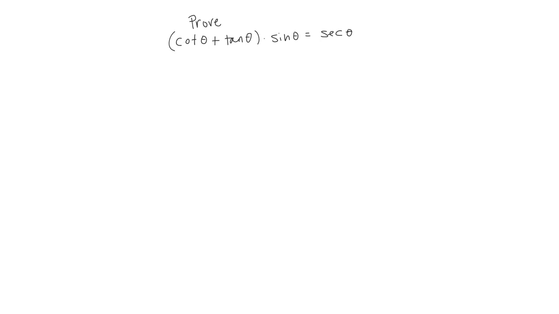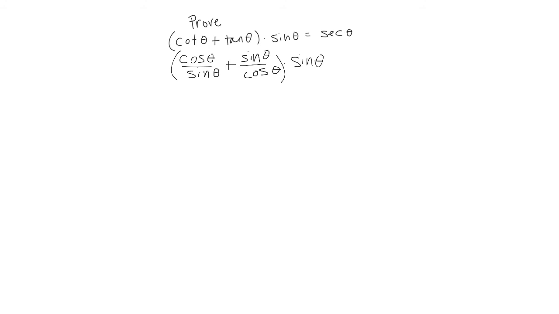All right, in this proof, I need to show that cotangent of theta plus tangent theta, all times sine theta, is equal to secant theta. And unlike an equation where you get to manipulate both sides, with a proof, you only get to work on one side of the equation. So I'm going to start by rewriting my cotangent and tangent in terms of sine and cosine. Cotangent theta is the same as cosine over sine, and tangent is sine over cosine. All of that is still being multiplied by that sine theta.